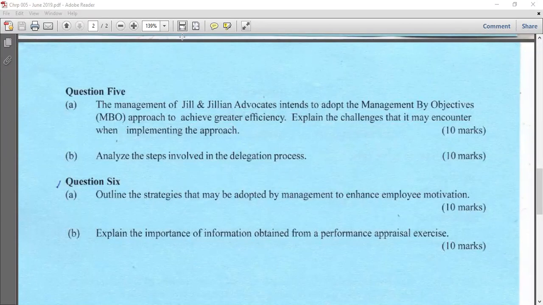6A, read. Outline the strategies that may be adopted by management to enhance employee motivation. You want a motivated workforce. What strategies can a management use to enhance employee motivation? Anybody?